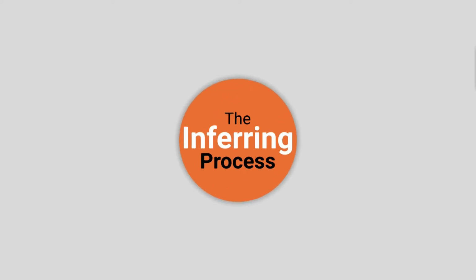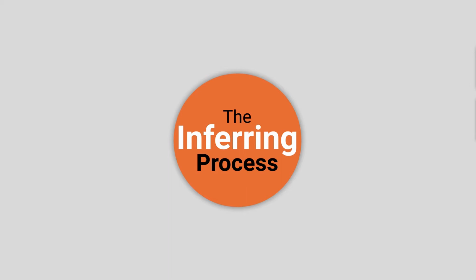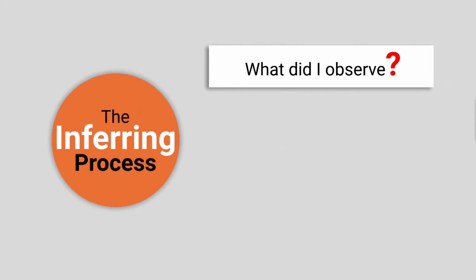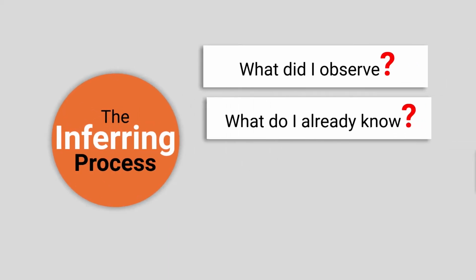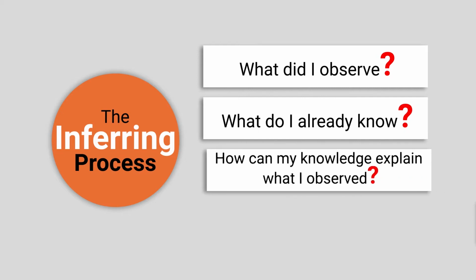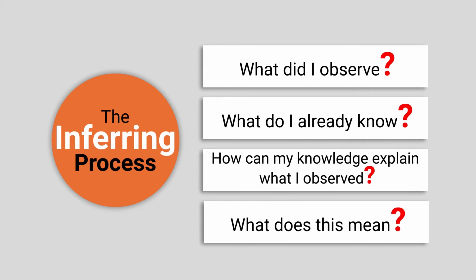The inferring process involves the following steps. What did I observe? What do I really know? How can my knowledge explain what I observed? What does this mean? For example, if you see someone eating a new food and he or she makes a face, then you infer he does not like it. Or if someone slams a door, you can infer that she is upset about something.